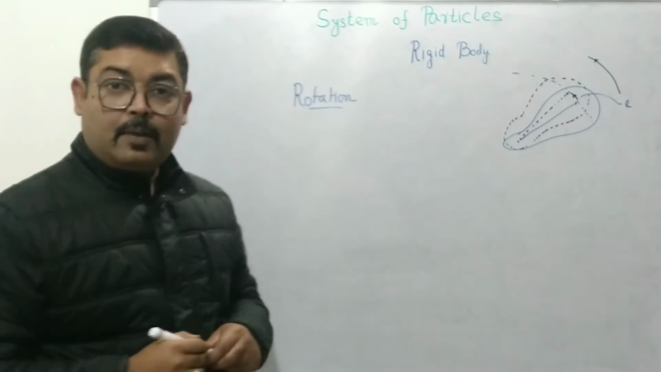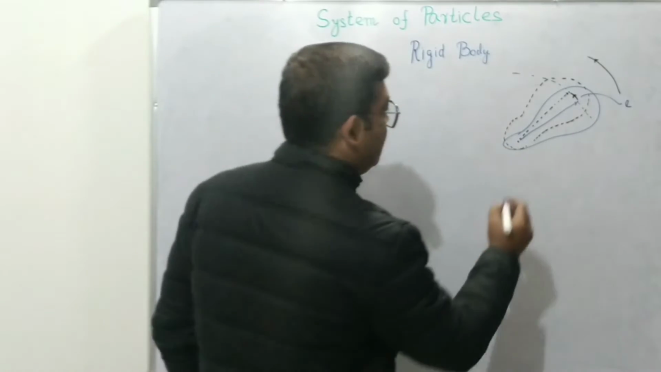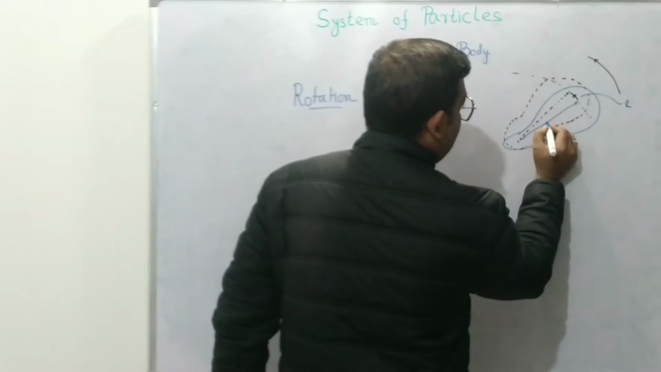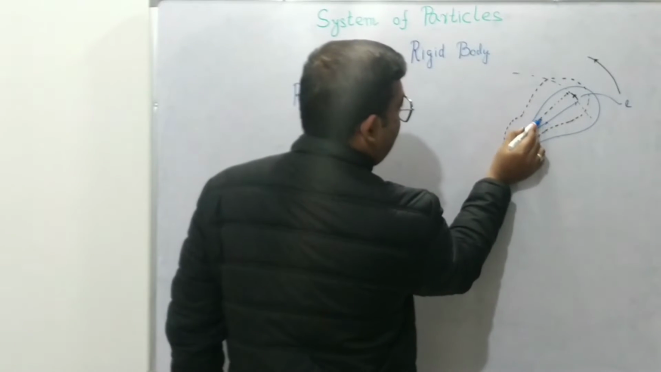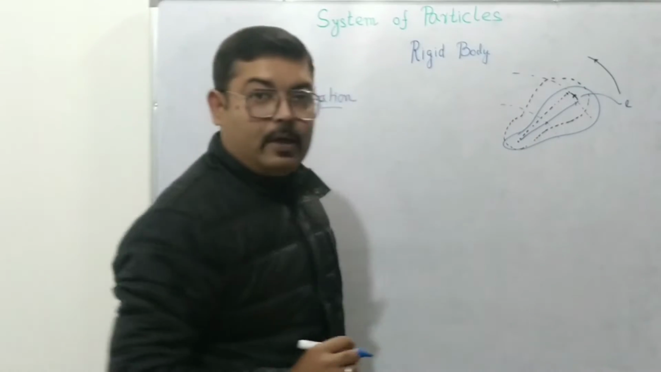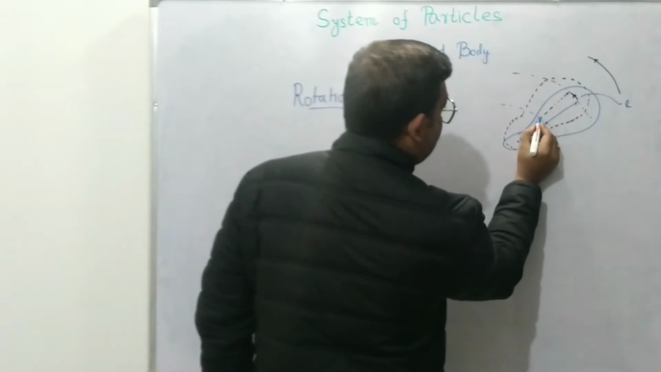If I consider another particle which is much nearer to the axis, here say, it will also have moved in a circular path with the same center, but the radius of the path will be smaller, right? So it reaches this particular point.